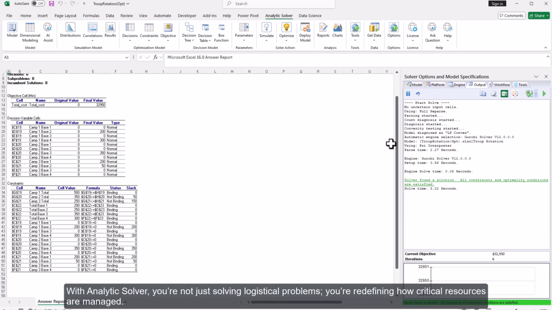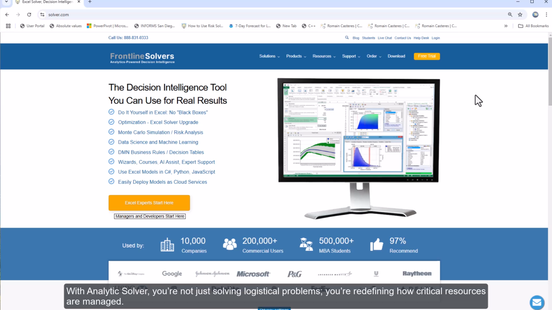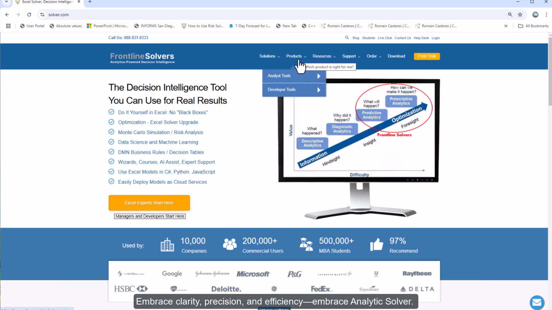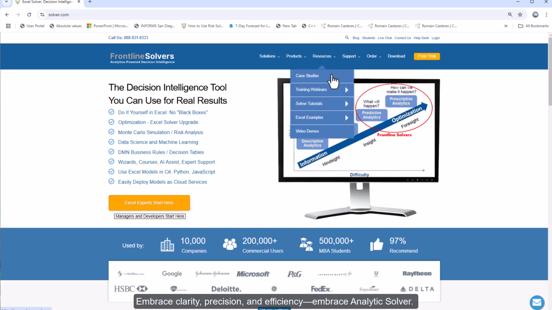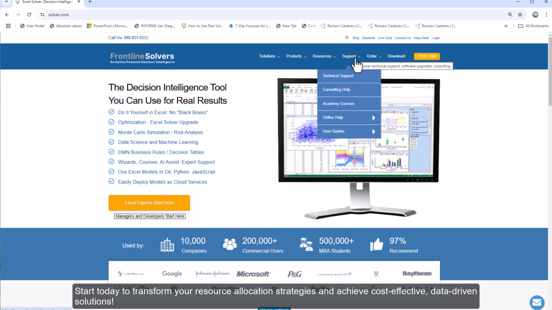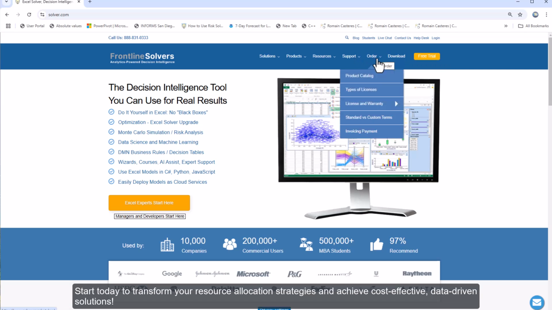With Analytic Solver, you're not just solving logistical problems, you're redefining how critical resources are managed. Embrace clarity, precision, and efficiency. Embrace Analytic Solver. Start today to transform your resource allocation strategies and achieve cost-effective, data-driven solutions.